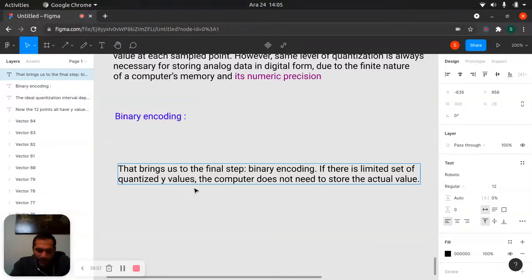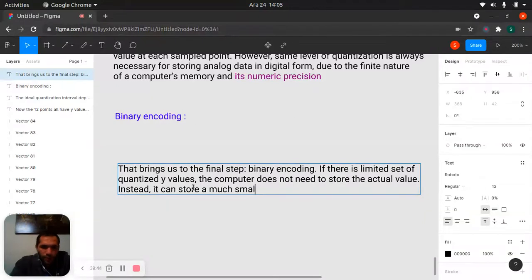If there is a limited set of quantized values, then the computer does not need to store them. Instead, it can store a much smaller value that represents the quantized value.